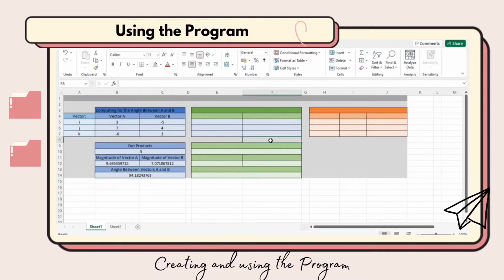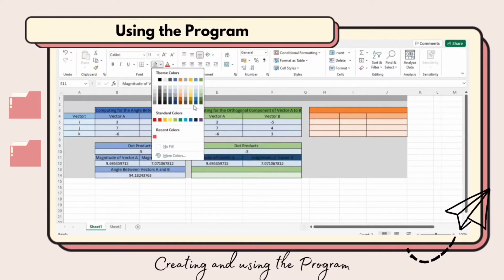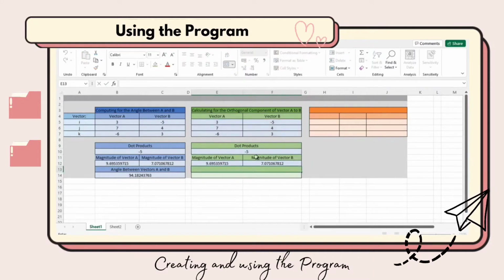The next one is getting the orthogonal component of vector A and B. To do that, again get the dot product, the magnitude of A, and the magnitude of B. But to make it easy, we can just copy and paste again. As you can see, it is the same process as the previous one. The same for the magnitude of A and the magnitude of B.